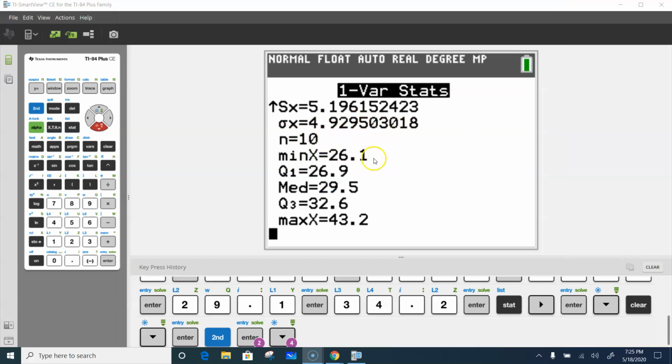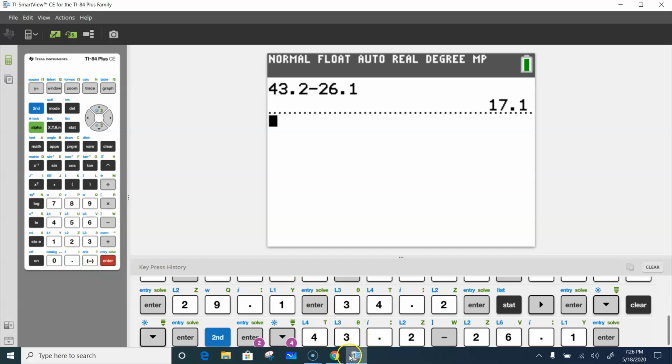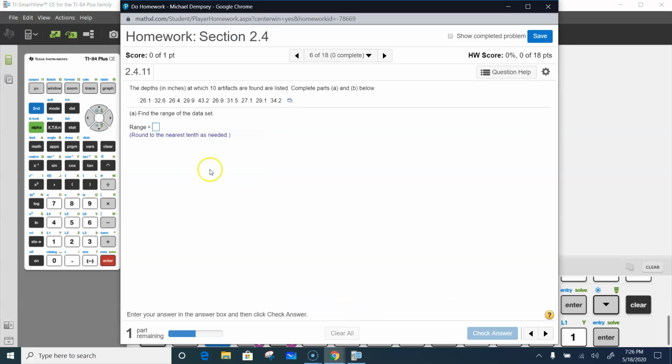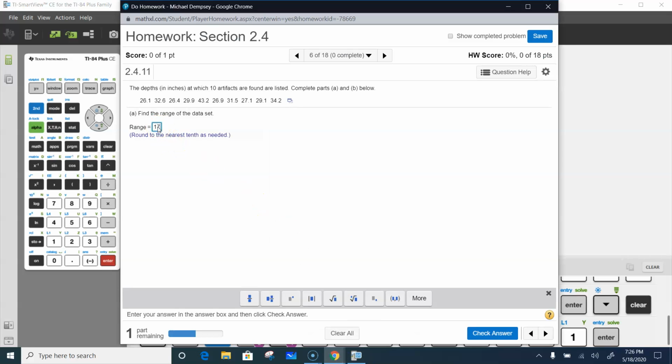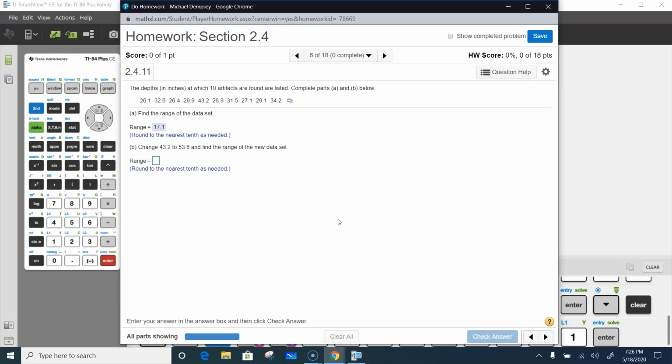The n means there are 10 numbers. The minimum number is 26.1 and the max was 43.2. So to find the range, we're going to take 43.2 minus 26.1. Okay. And that is 17.1. That is my range. Okay, largest minus the smallest, and the calculator figures out the largest and smallest for me, and we did okay there. That means I didn't type anything in wrong.